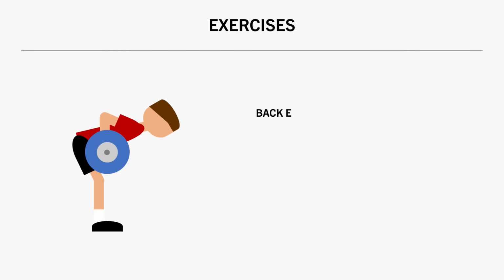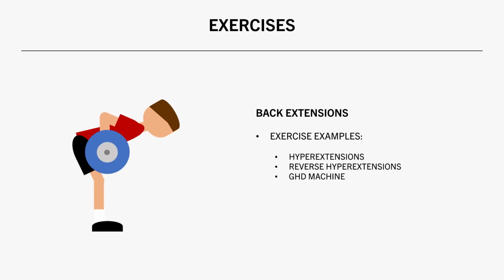And the third category of back exercises are back extensions. This refers to a small range of exercises which safely involve spinal extension, such as hyperextensions, reverse hyperextensions, and variants of the glute ham raise machine. Because these exercises involve spinal extension as the primary movement, they are going to mostly train the spinal erectors.